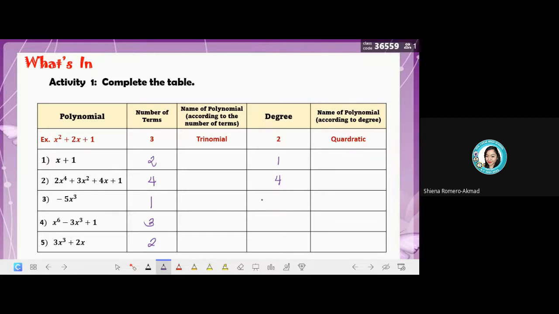Justin? 3, po. 3, correct. How about for number 4? Anyone? Unite? 6, po. 6. Number 5? Iba naman.